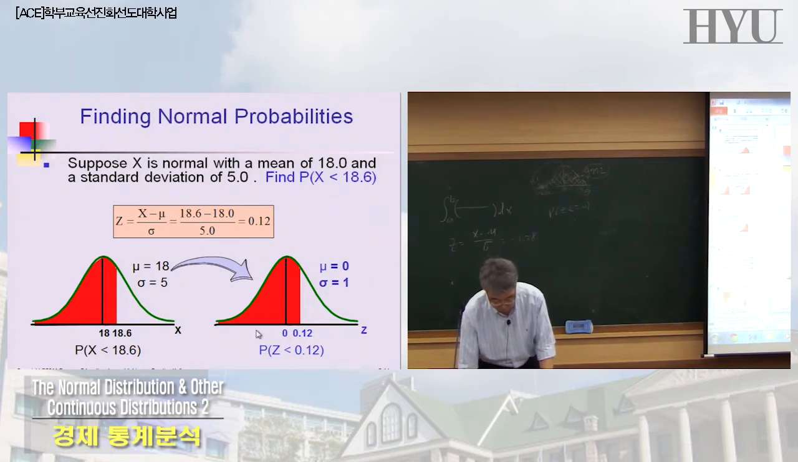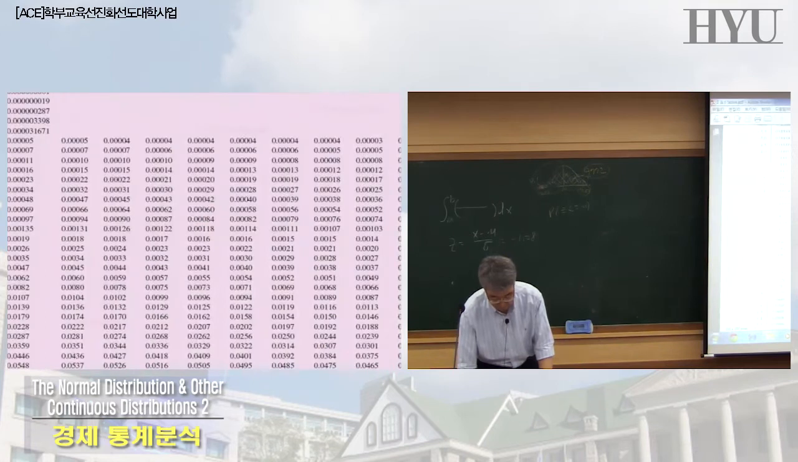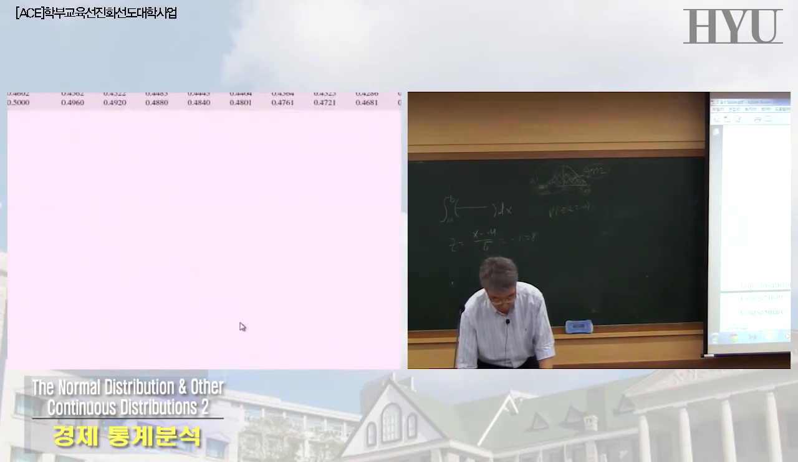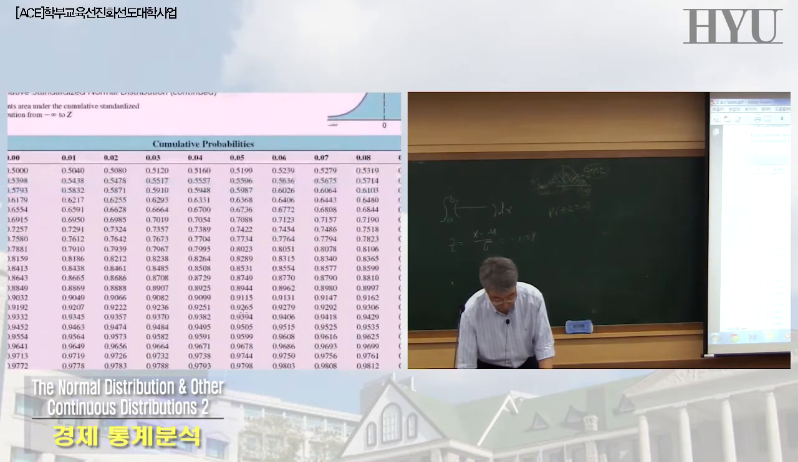And then you can go to the z-table and look for a z-score of 0.12. What is that? You see that number? 0.12. What's that number? Right, it's right here, right? 0.12 is 0.5478, right? So that's the cumulative probability.